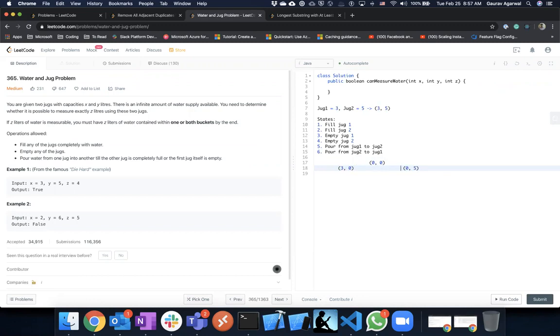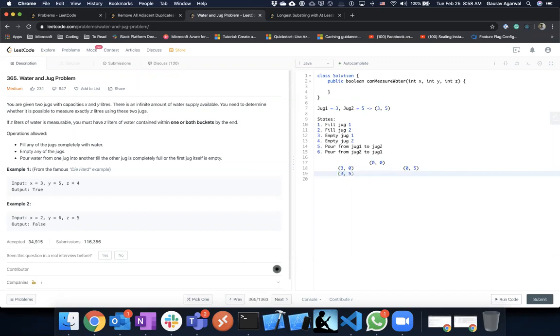Now let's repeat the same thing on 3 0. From 3 0, what are the different states that we can reach? Let's take it step by step. First, fill jug 1. It's already filled, so nothing can be done. We can go to fill jug 2. In this case, 3 5.